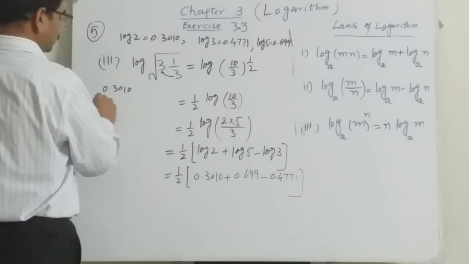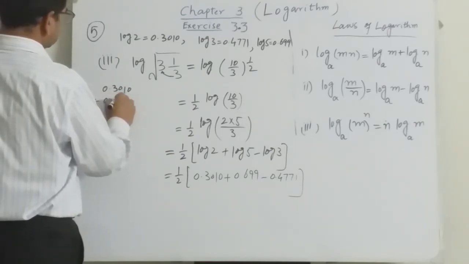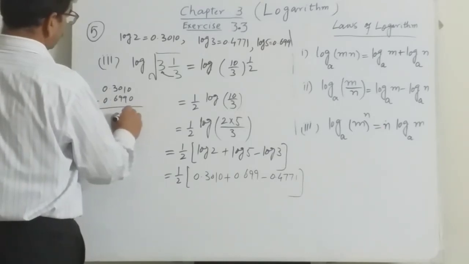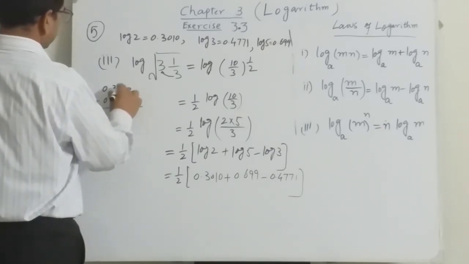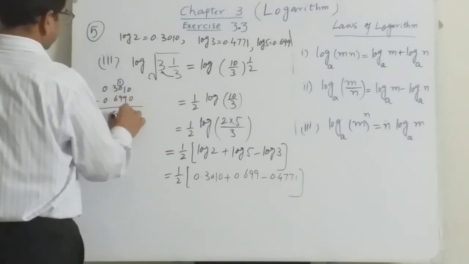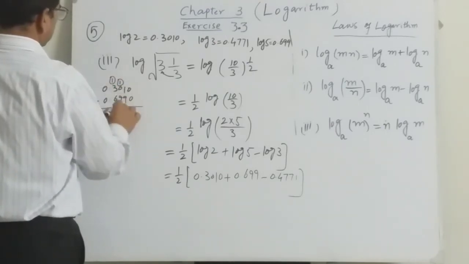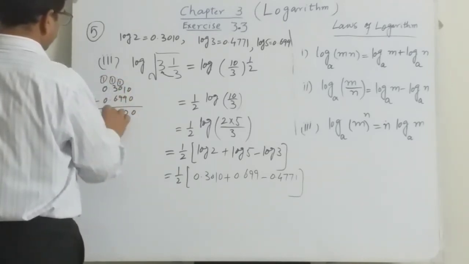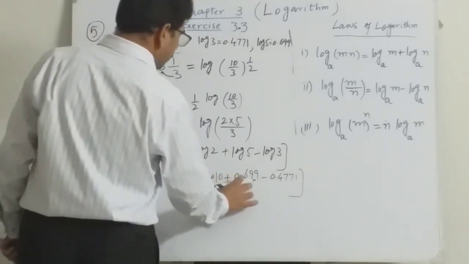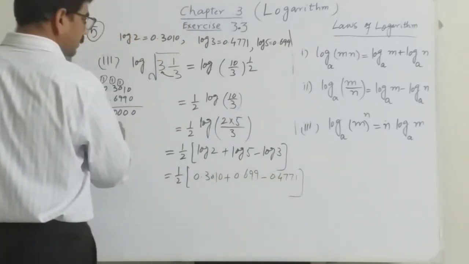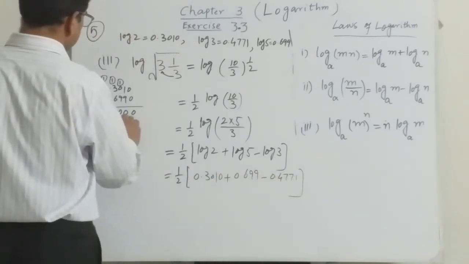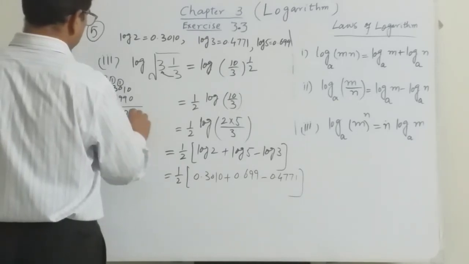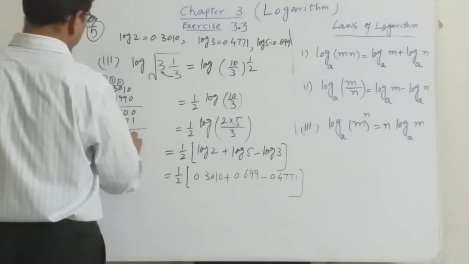0.3010 plus 0.6990, answer will be 0. 9 plus 1 will be 10, and 9 plus 1 will be 10. 3 plus 1, 4 plus 6, 10, and 1. And from the answer we will have to subtract this 0.4771. Here 10 minus 1, 9, 2, 2, 5, 0.